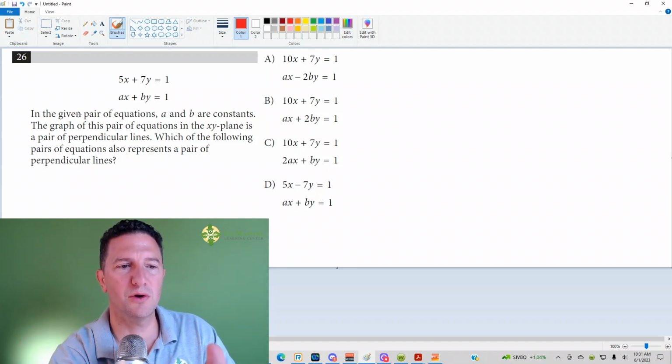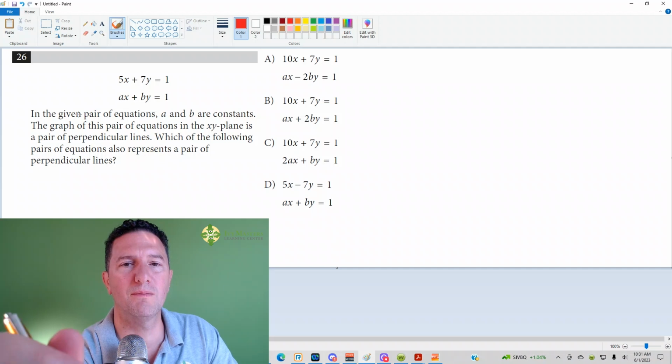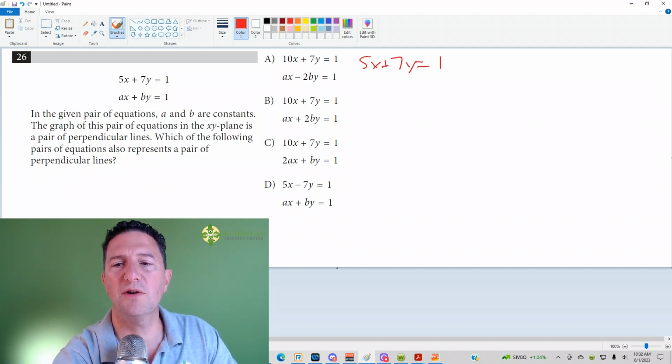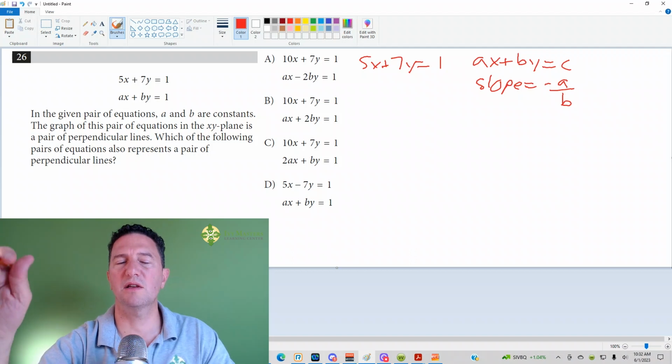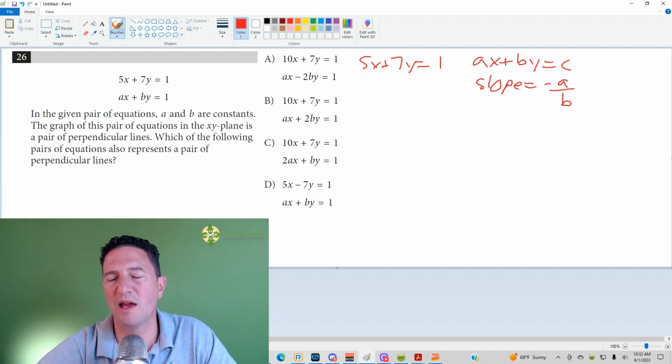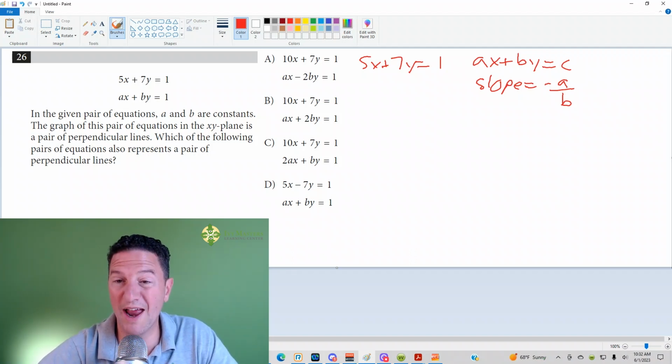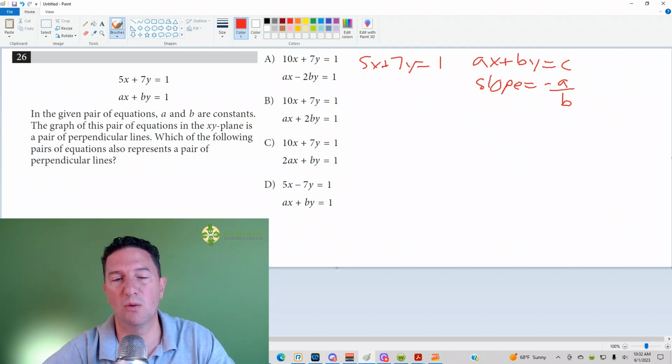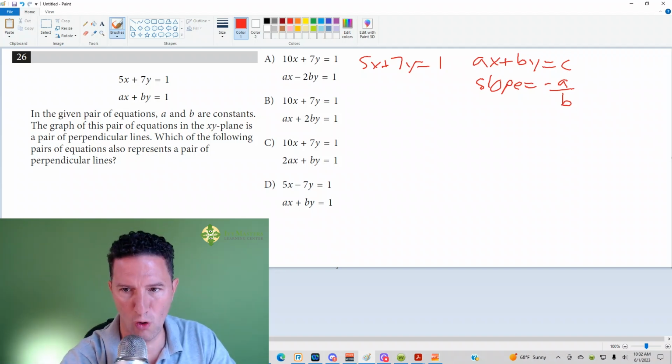Well, first, whenever you see the word perpendicular, you want to find slope. In order to find the slope from standard form, we've got 5x plus 7y equals 1. When you're in the form ax plus by equals c, the slope is always negative a over b. You can see this if you rearrange the equation and isolate y. Negative a over b is going to be in the spot where m is in y equals mx plus b. We're not going to go there because this video is going to be long already.